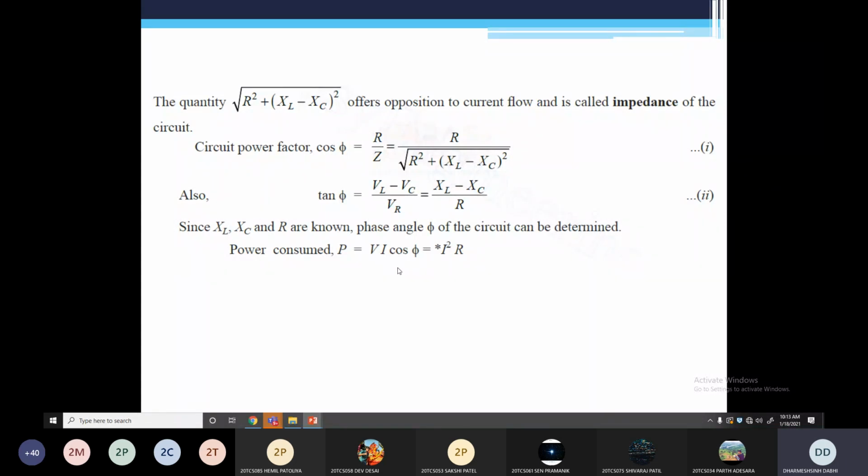The active power equation is the same: P is equal to VI cos phi, or you can use I square R. Clear? All of you clear up to this point?